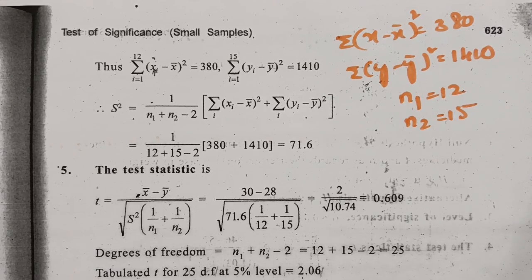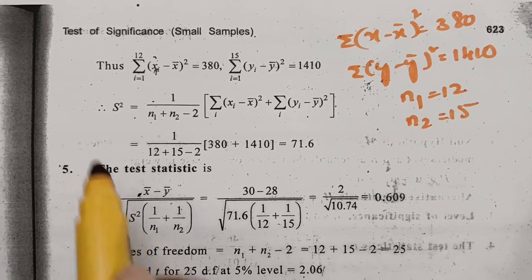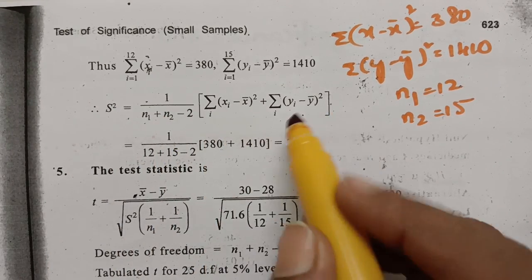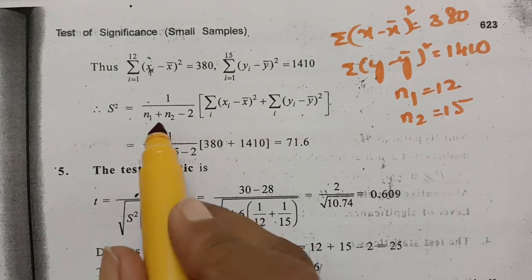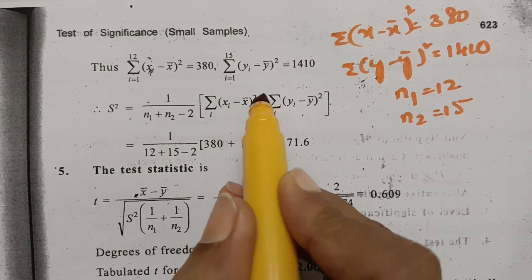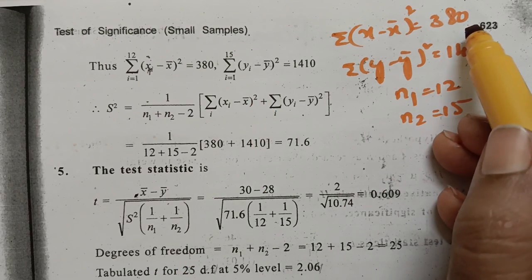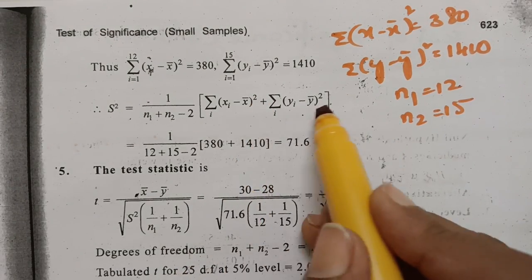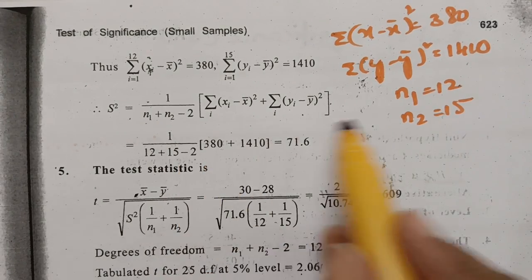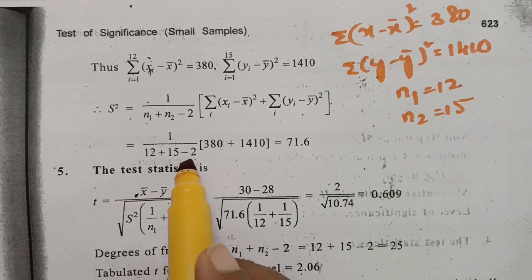For finding the standard deviation, we have a formula ready: S square, the variance, is equal to sigma (x minus x bar) whole square plus sigma (y minus y bar) whole square, divided by n1 plus n2 minus 2. So what is sigma (x minus x bar) whole square? Just now we added from the table, that is 380, and sigma (y minus y bar) whole square is 1410, divided by n1 which is 12, plus 15, minus 2.